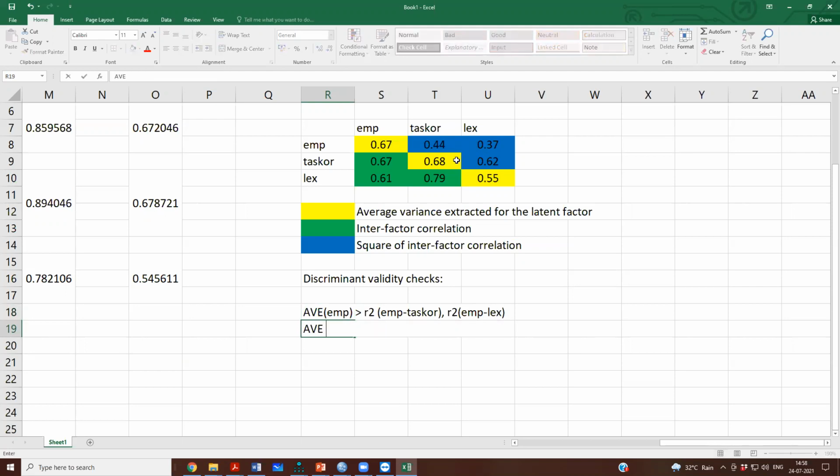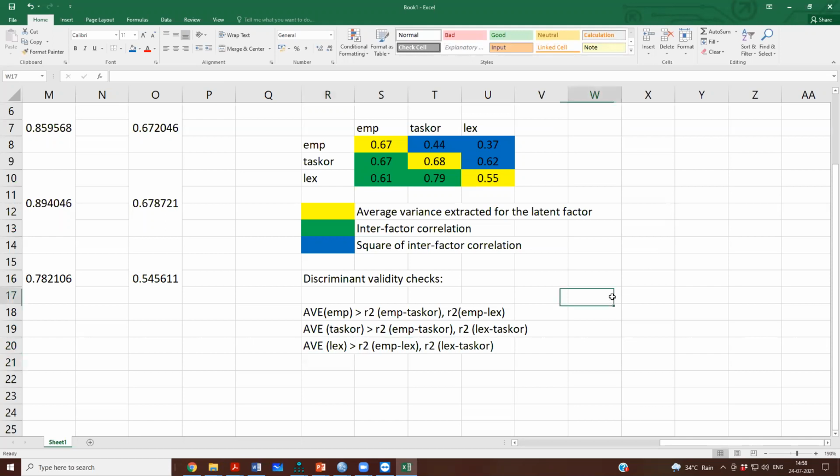Then we also said AVE for task orientation should be greater than R square of EMP with task orientation and the R square of LEX with task orientation, and then AVE for LEX should be greater than the correlation square of EMP with LEX and R square of LEX with task orientation.